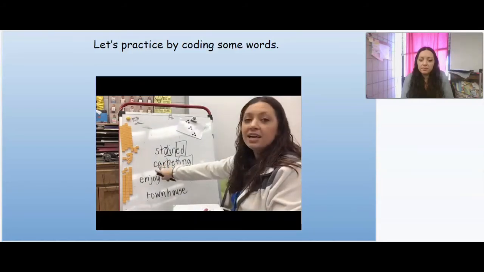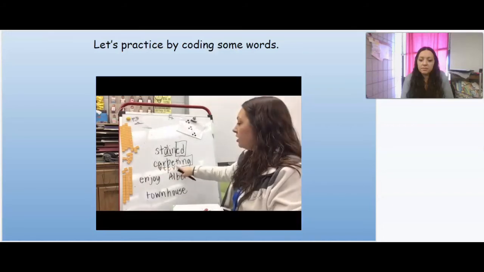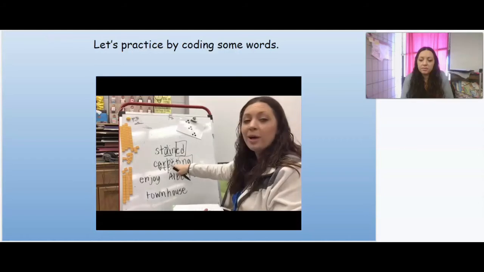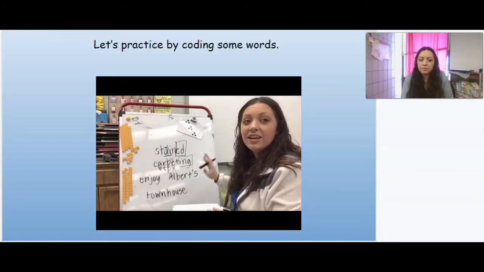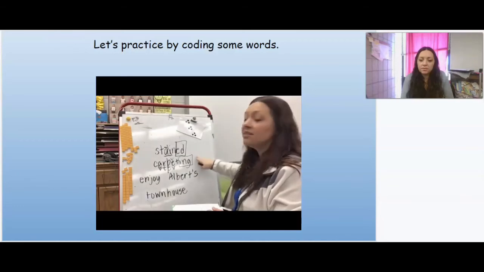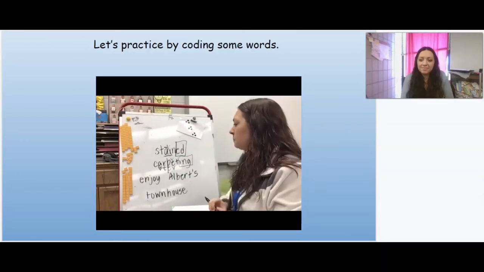Hook them together because that's going to say car, car. And over here, I just have a CVC word, so that's going to be a short E, so pet. So carpet, and then add the ing, carpeting. So stained carpeting. Very good.